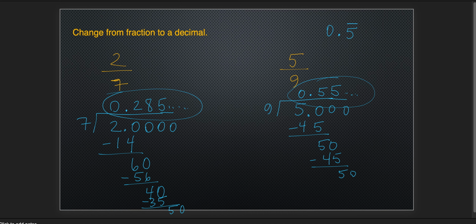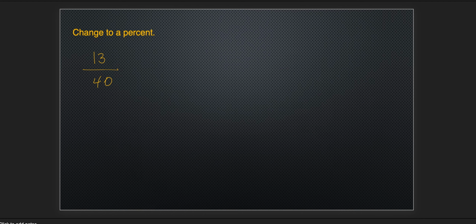We're coming into the home stretch now. Now we have to write this as a percent. So first you have to write it as a decimal. So the top number goes under, and the 40 goes on the side.